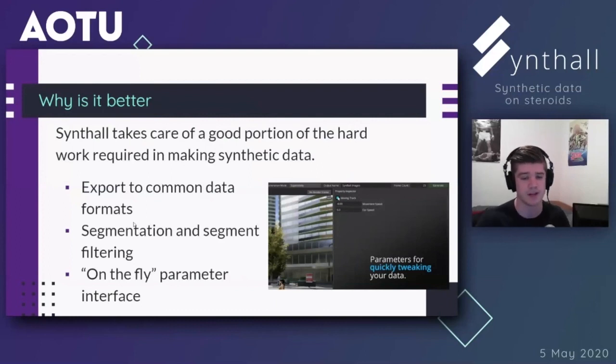If your company or your personal project has a custom data format for your machine learning process, that's something that you can script, and you can decide how you want the information to be given to you.